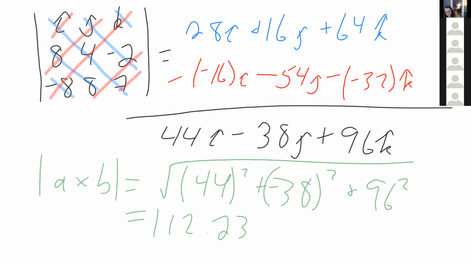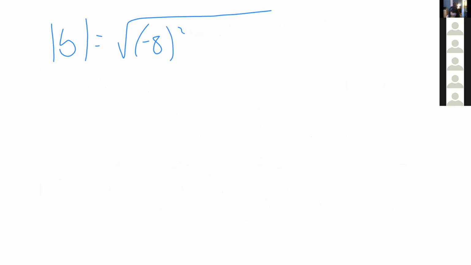The other thing that we needed to find was the magnitude of our B vector. Our B vector was negative 8, 8, 7. Let's see if I can fit this in here. The magnitude, oh, let's just go to the next page. Negative 8, 8, 7, okay. So the magnitude of B is just equal to the square root of negative 8 squared plus 8 squared plus 7 squared.